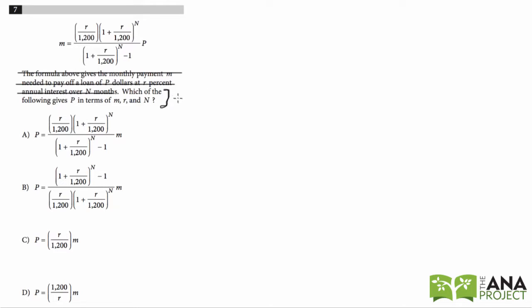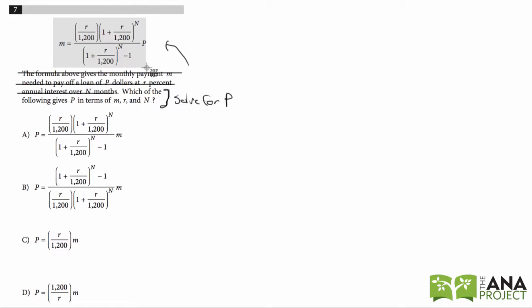This is translated to: solve for P. Basically, rearrange this ugly equation. So instead of M equals all of this, P equals just a bunch of stuff. See, look at A, B, C, D. It's P equals. So it's just, hey, rearrange this equation so P is alone, P is isolated. So that's all you need to do.